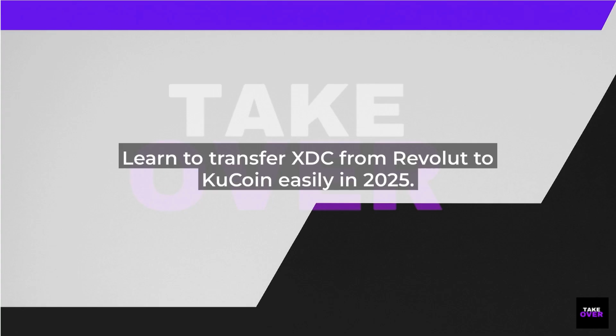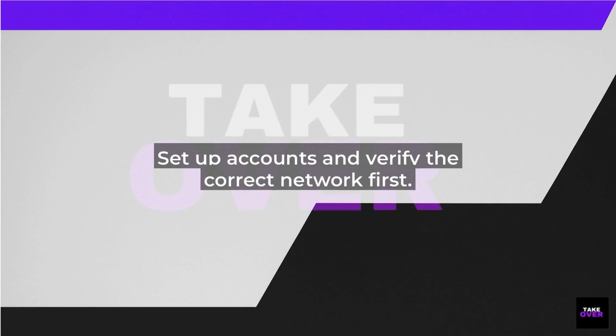First things first, make sure you have accounts set up on both Revolut and Kucoin, and that you have some XDC in your Revolut wallet. Also, double-check that you're using the correct network, as XDC typically operates on its own blockchain. Let's jump right in. Step 1.